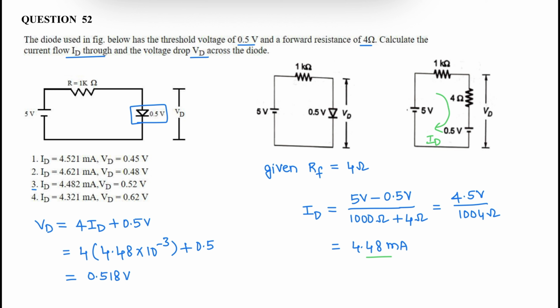Now VD is equal to 4ID plus 0.5 volts. So voltage drop across this diode, the current flowing through the diode is 4.48 milliamperes. Now substitute this ID in this equation. On solving, we will have the voltage across the diode VD as 0.518 volts and the current through the diode is 4.48 milliamperes. Correct answer is option 3.